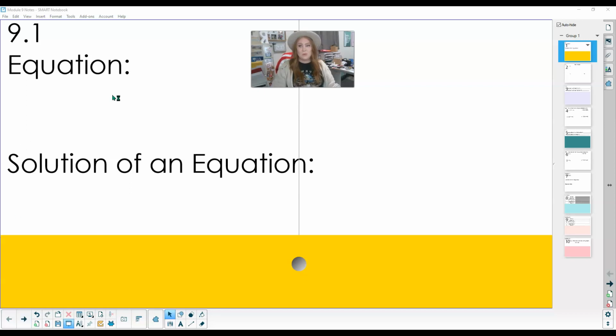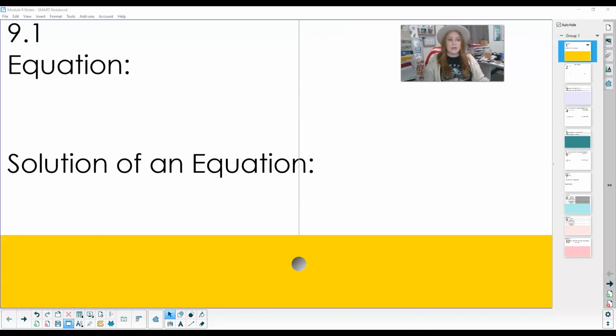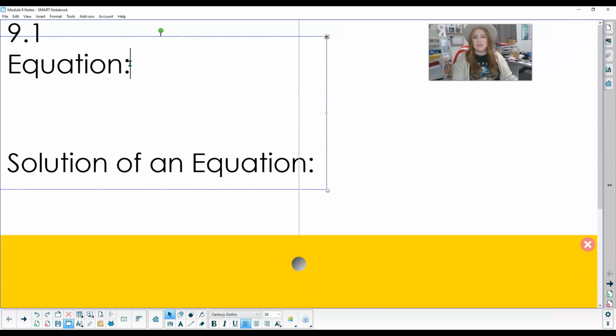For our 9.1 notes, we are going to be talking about equations and how to write them. So let's start with what is an equation. An equation is when you're taking two expressions. We've talked about expressions. This is the problem we're doing, and your answer and the problem are going to equal each other.